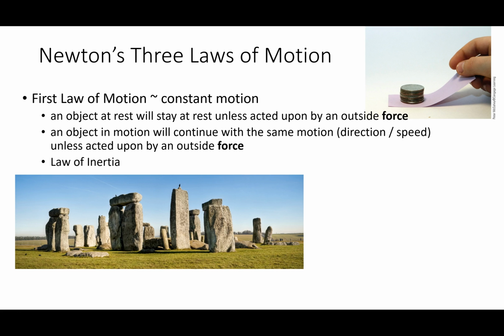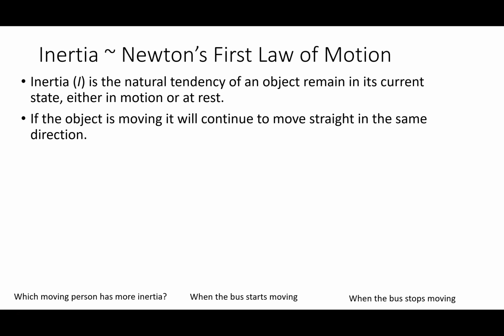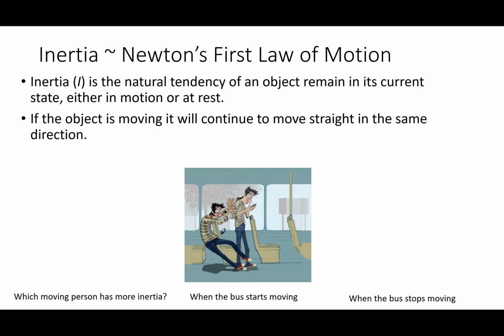Now, this idea of something at rest staying at rest unless you apply a force, or something in motion keeping that same motion unless you apply a force, that's what we call the law of inertia. Newton's first law is called the law of inertia. So on the next slide, I want to ask, what is inertia? Well, inertia has to do with an object's mass and an object's motion.